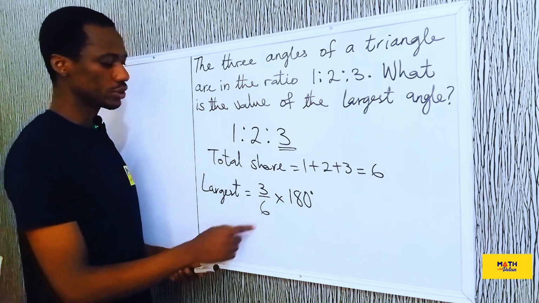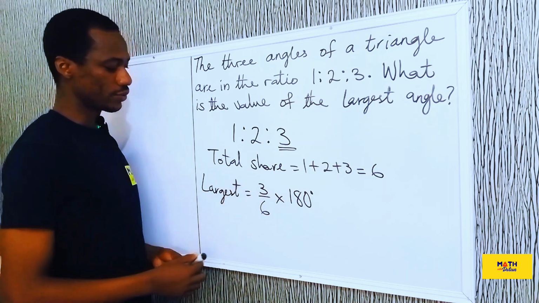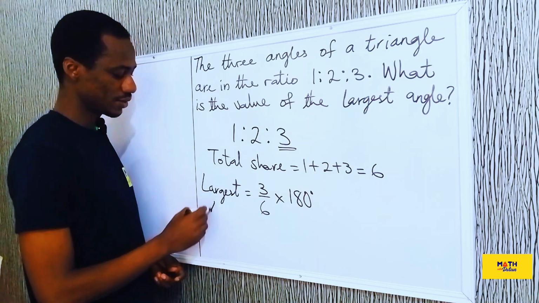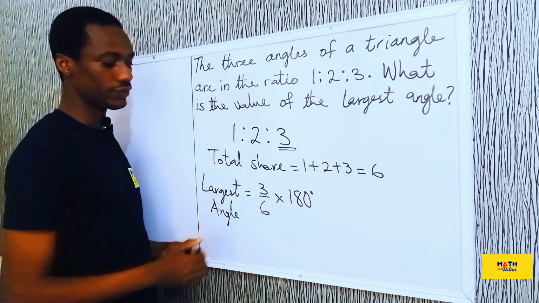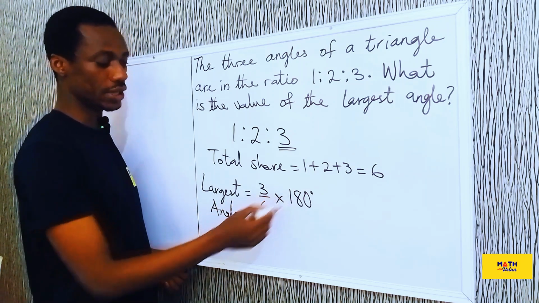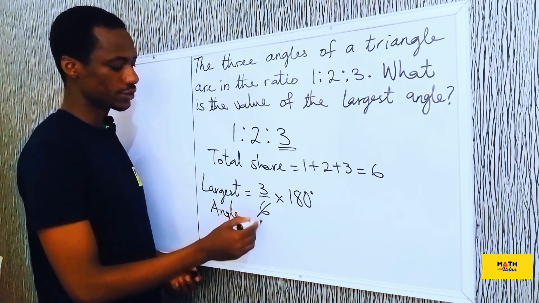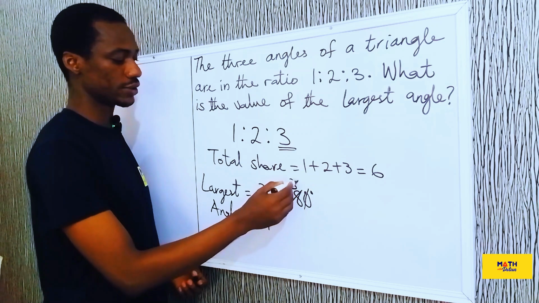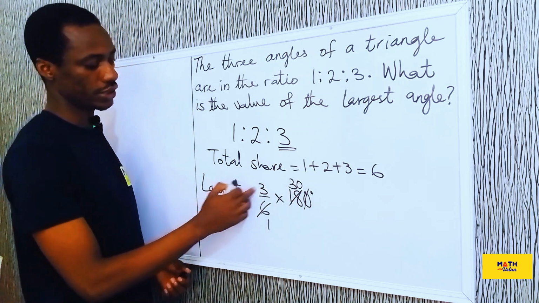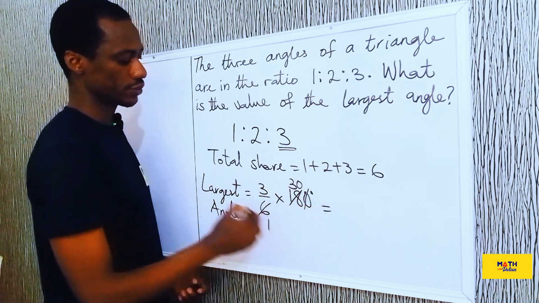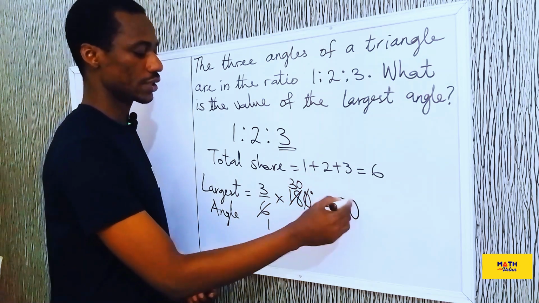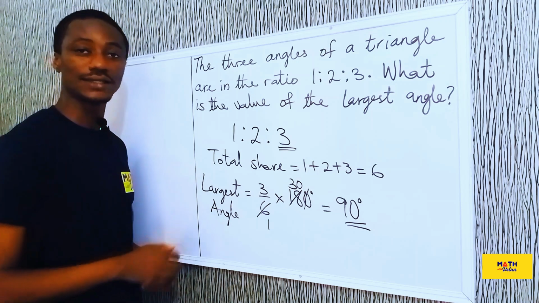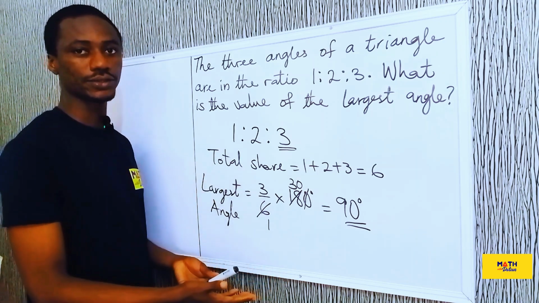All right, so this we can now evaluate. This 3/6 of 180 will give us the value of the largest angle. So let's go. 6 can go in 180, right? So 6 in 6 is 1, and 6 in 18 is 3, and 6 in 0, 0. So we have 3 times 30 left. 3 times 30, and that is 90 degrees. So the value of the largest angle is 90 degrees.